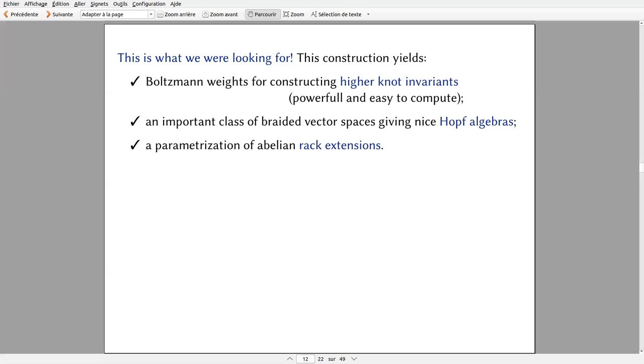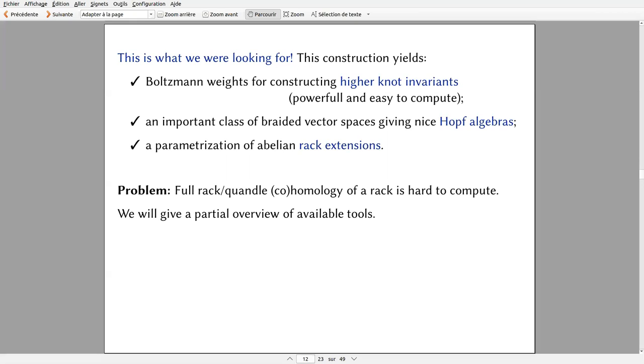And in the second cohomology group also encodes what is called abelian extensions of racks. So this is a very nice theory, but the problem with it is that, well, if you have this definition only, it's almost impossible to compute the cohomology of a given rack.